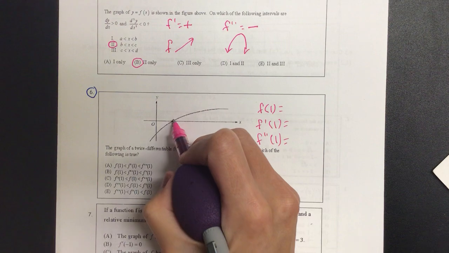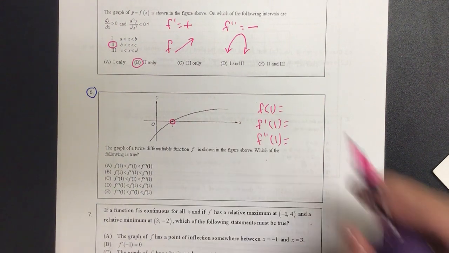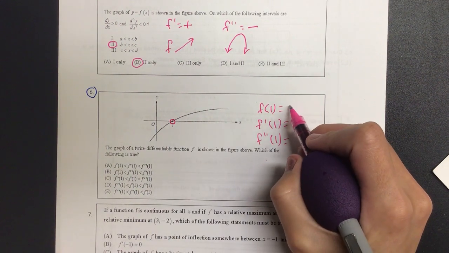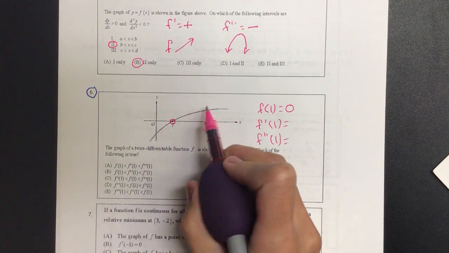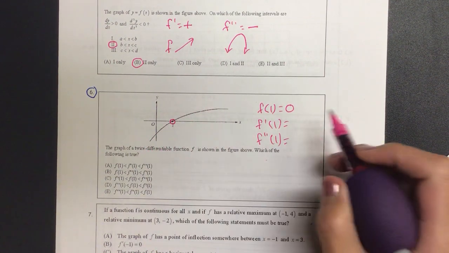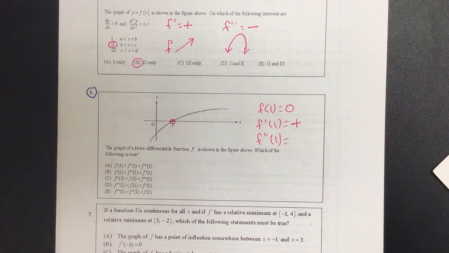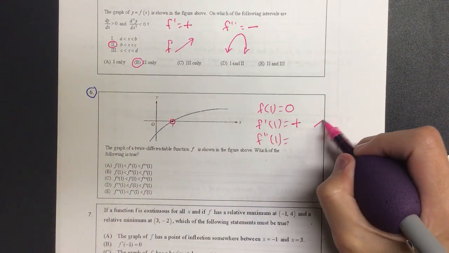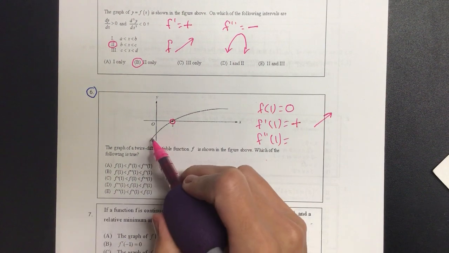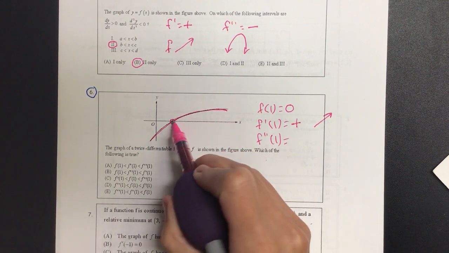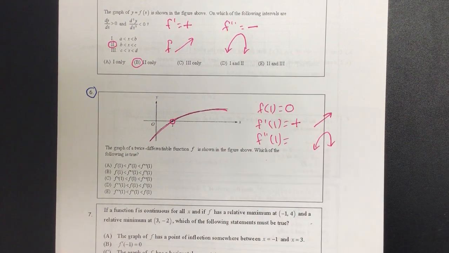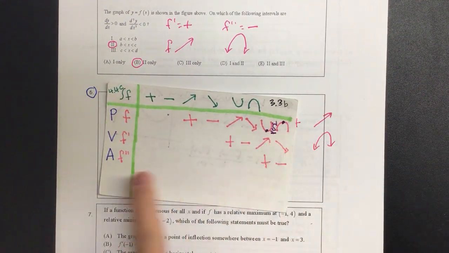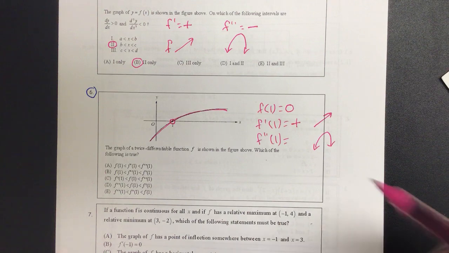First of all, what is the point at x equals 1? What's the y value? 0. Very good. And at this point, is my slope going up or down? It is positive, so I'm going to say the graph is going up. Is this graph concave up or concave down? Concave down, so I'm going to say concave down. Because it is concave down, that means my double prime is negative.